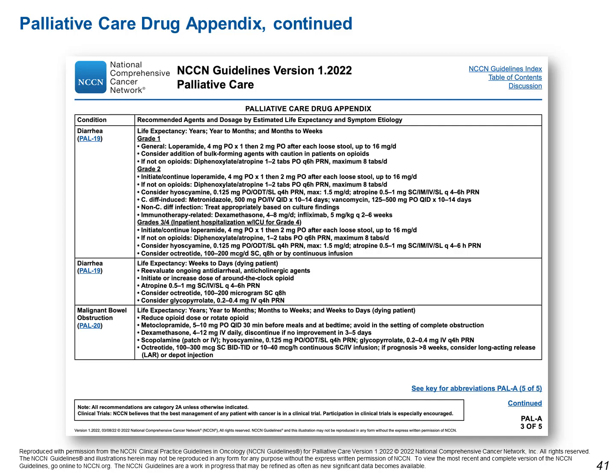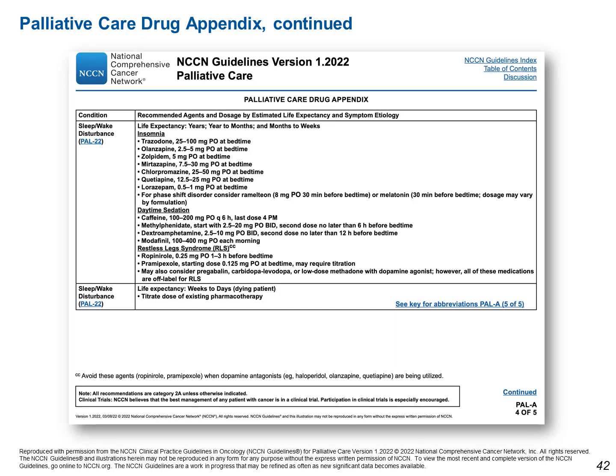For malignant bowel obstruction, which can be a challenging condition, reduce the opioid dose or rotate opioids. Consider metoclopramide, dexamethasone. 3 to 5 day trial is usually enough. Scopolamine patch, hyoscyamine, glycopyrrolate may be tried. Octreotide infusion or subcutaneous again. If prognosis is more than 8 weeks, consider long-acting release of octreotide, the LAR or the depot preparation.